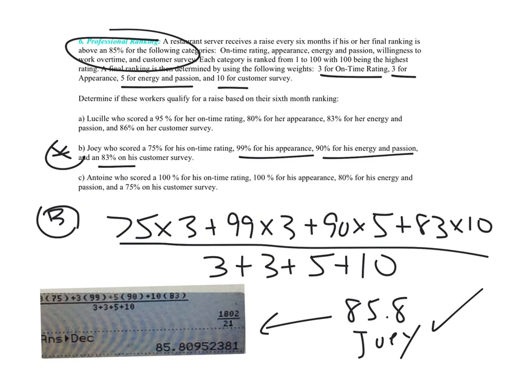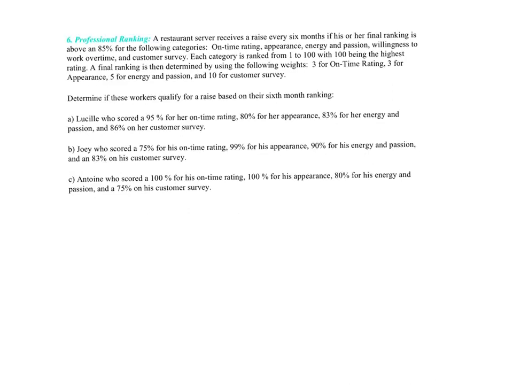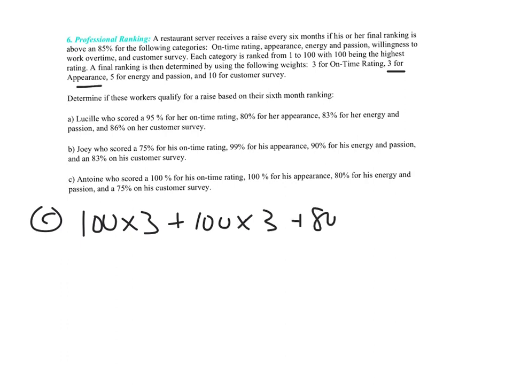Finally, let's calculate Antoine's score. For Antoine, he received a score of 100 for on time. Multiply that by the weight of 3. 100 for appearance. Multiply that again for the rating of 3 for appearance. 80 for energy and passion, so multiply that by 5. And then 75 for customer survey, and that's the most important. That has the highest weight of 10.